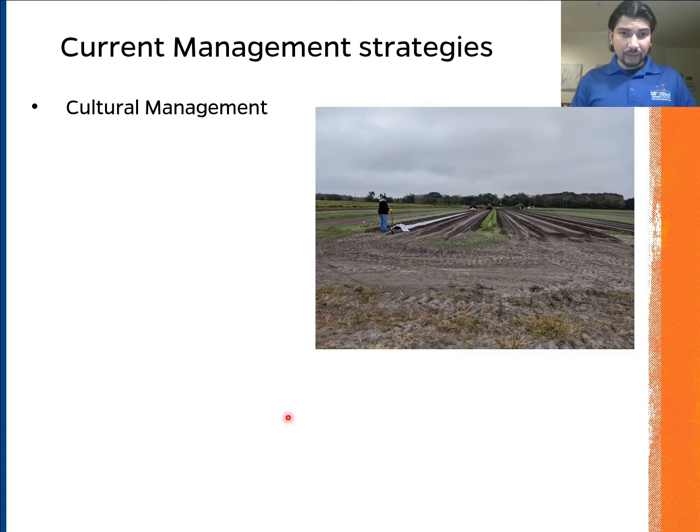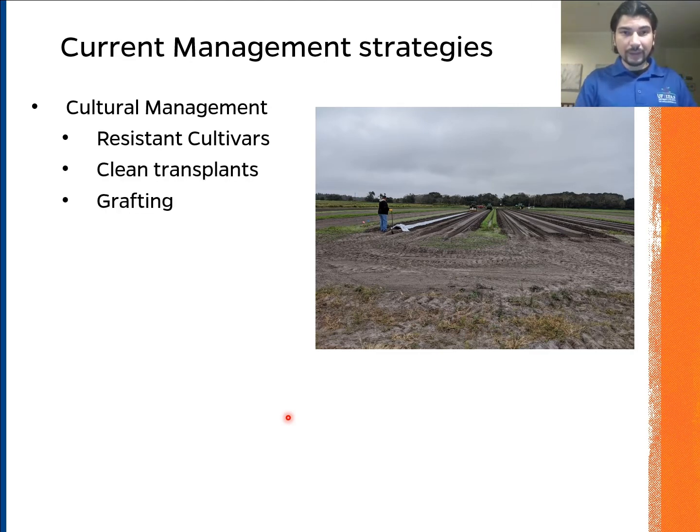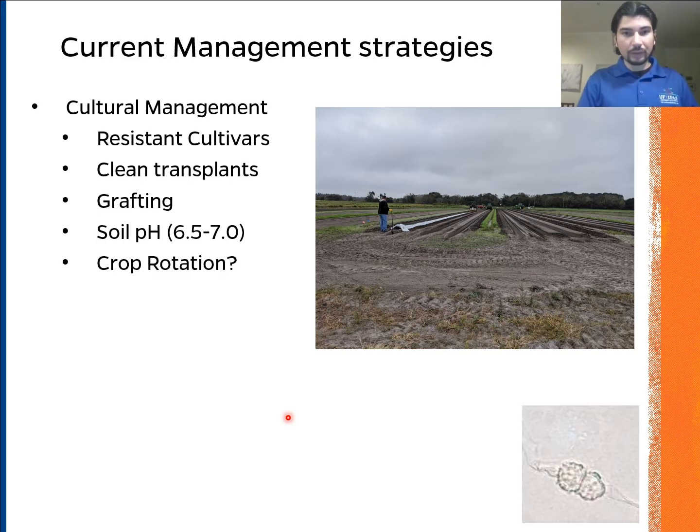So current management strategies are going to be cultural management, using resistant cultivars, clean transplants, and grafting, which can be done in tomato and watermelon, using a scion of your desired fruit quality. The rootstock will have the resistance to the disease. Soil pH, if you keep it on the high side, 6.5 to 7, is going to reduce your incidence. The Fusarium molds typically prefer more acidic soil.